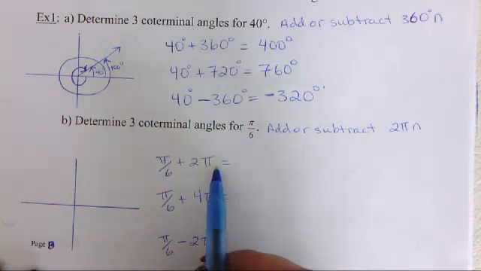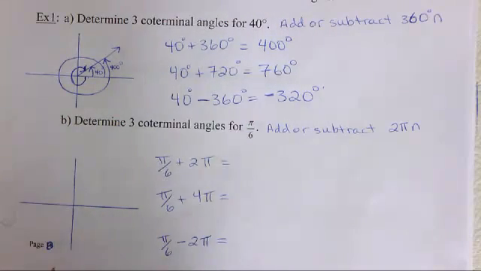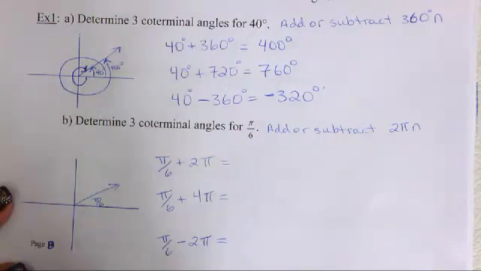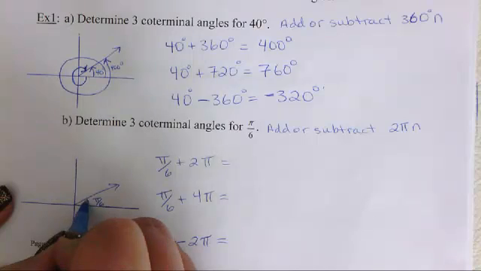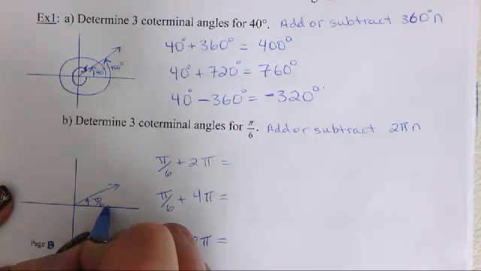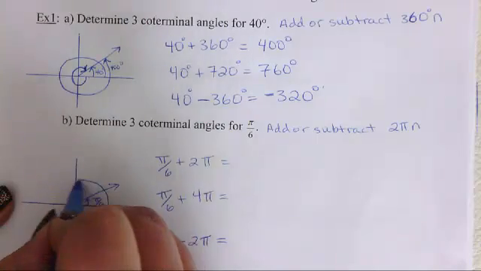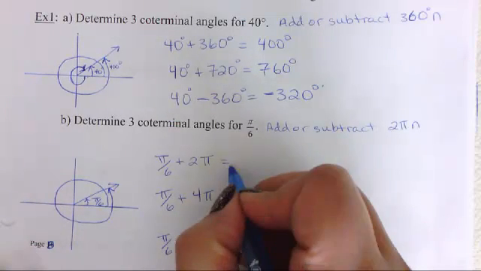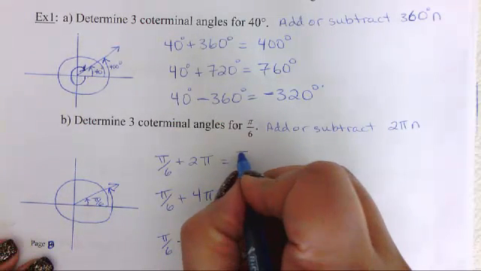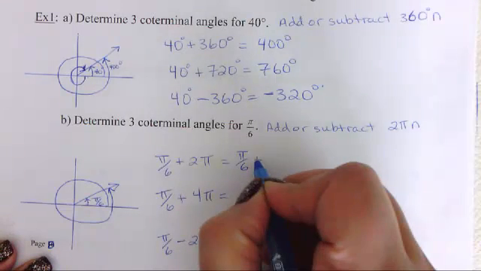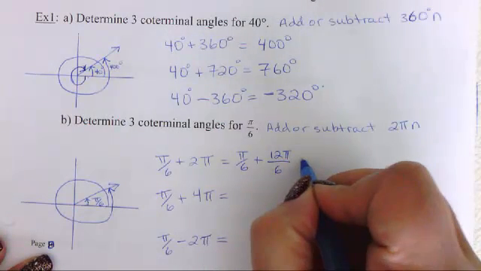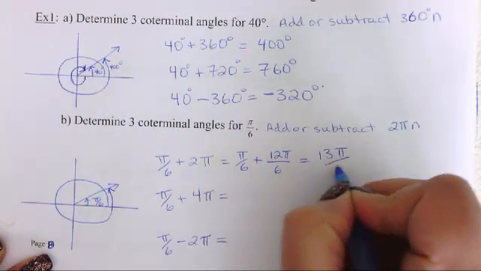All right, now the second example on this page says determine 3 coterminal angles for pi by 6. So this is where we're going to use our multiples of 2 pi. So here I can go one full revolution, and let's see, pi by 6 is around here. I can go one full revolution, which would be from here all the way there. And that would come out to being pi by 6 plus 2 pi, and you want to get your common denominator for the 2 pi. And that's going to give us 13 pi by 6.